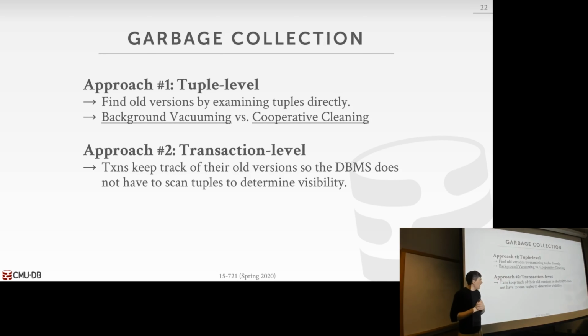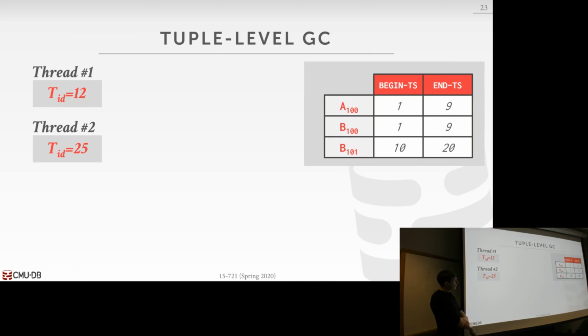And then at the transaction level, the idea is that each transaction is going to keep track of every single version that they invalidate, and therefore could be reclaimed. Then when they go to commit, they hand off this set of pointers to the garbage collector and say, hey, by the way, here are some things I invalidated. You should go ahead and clean them up. That avoids having to do the sequential scan. So let's go through tuple level first.